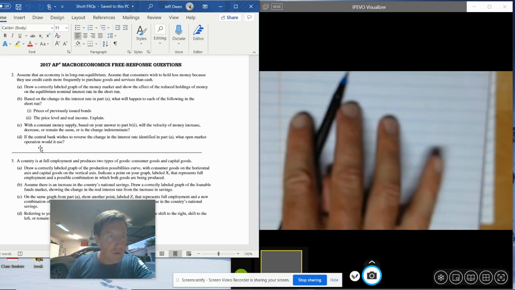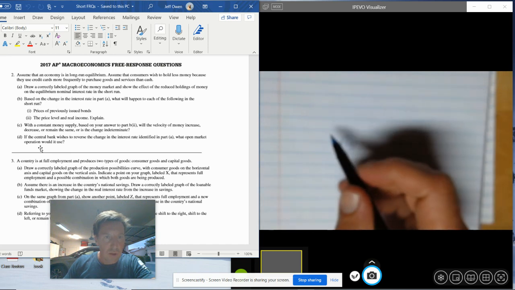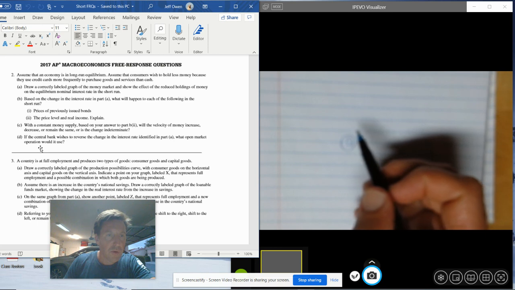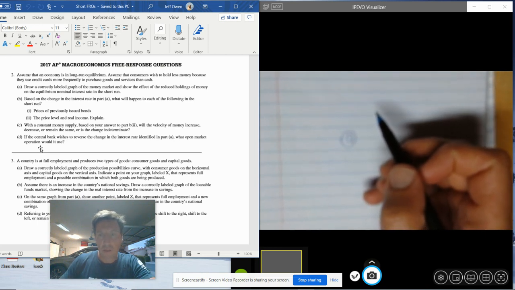All right, assume that an economy is in long-run equilibrium and the consumers wish to hold less money because they use credit cards more frequently to purchase goods and services. Oh, all right, it's a nice change up.